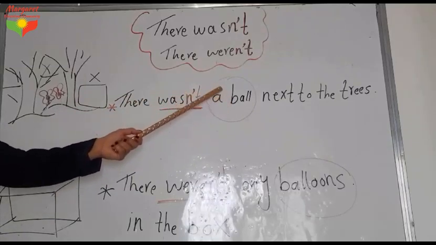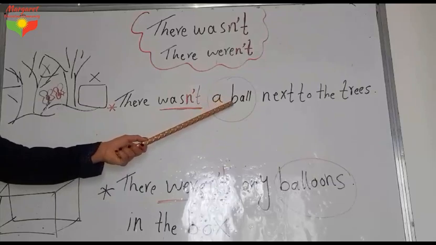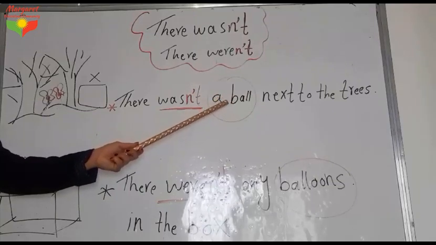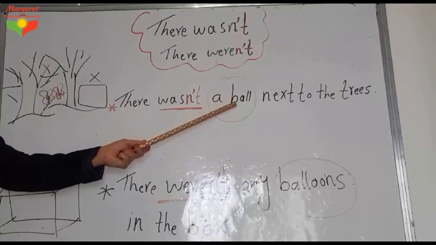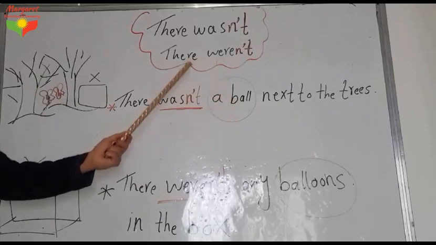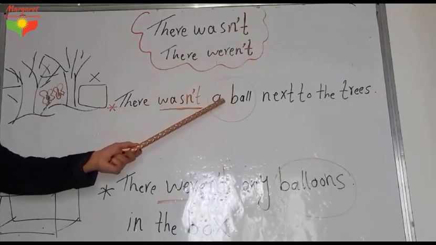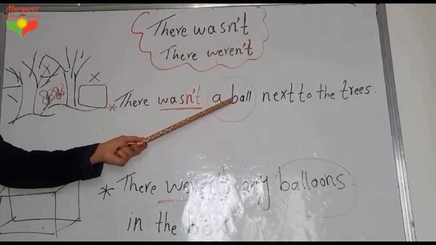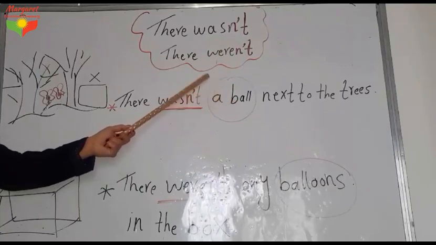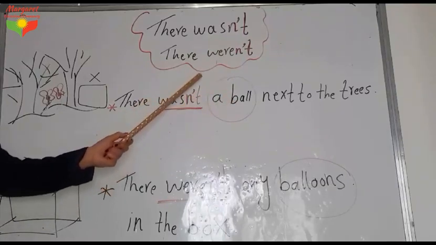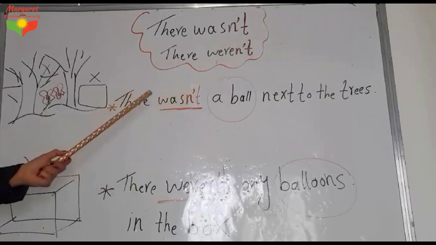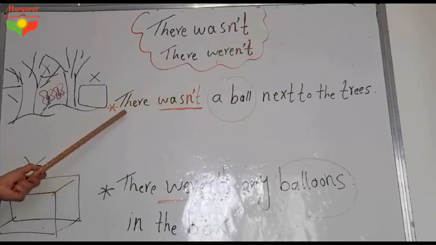Why do we use this article "a"? Because "ball" starts with a consonant sound. If the word starts with a vowel sound, like orange, we say "an orange", and like owl, "an owl". But here we have "ball", which starts with a consonant sound, so we say "a ball". Or you can say there wasn't any ball. "Any" means none.